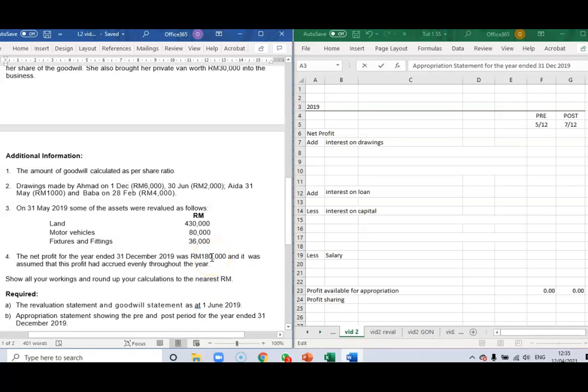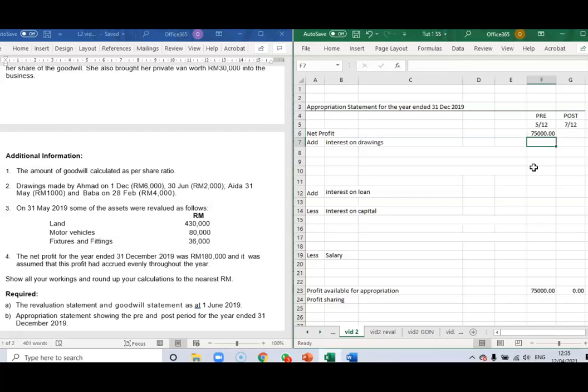And it's 180,000. So you need to divide this net profit according to the months. So this one is only 5 months. So 180,000 multiplied by 5 and divided by 12. So only 75,000 profit for pre.